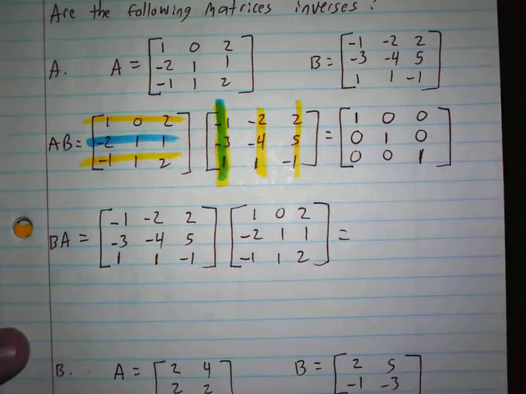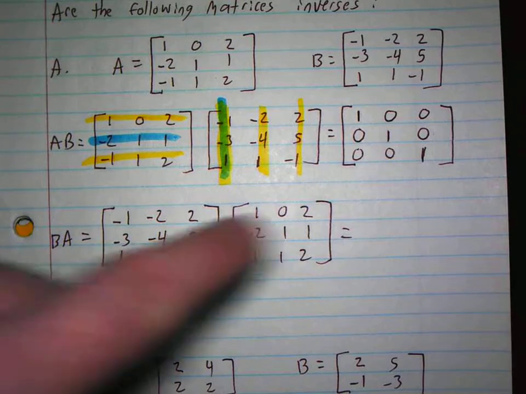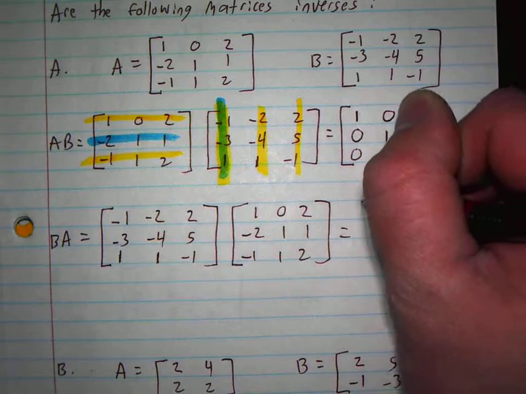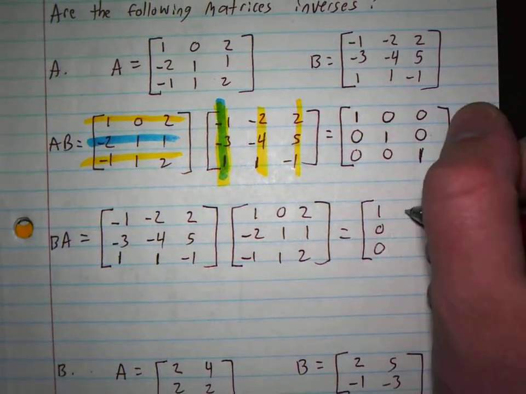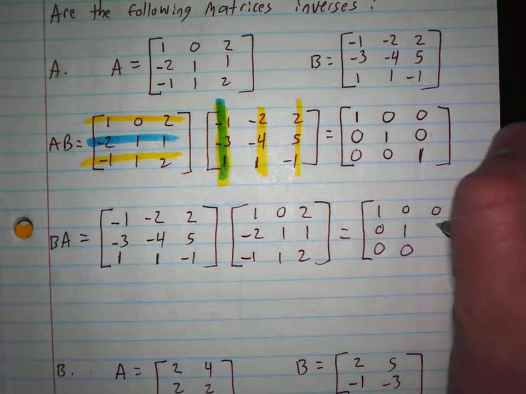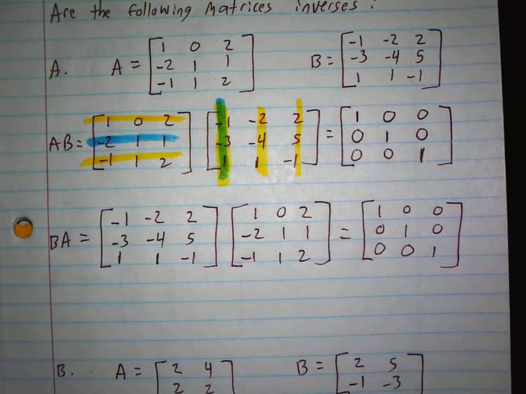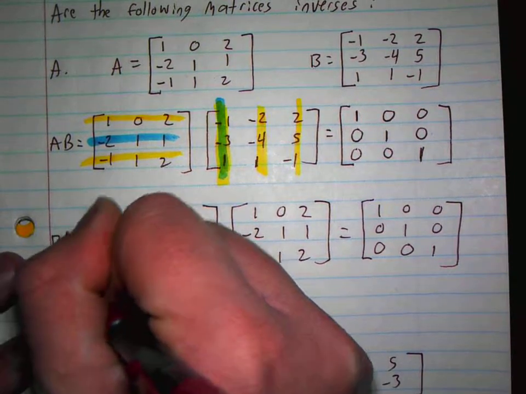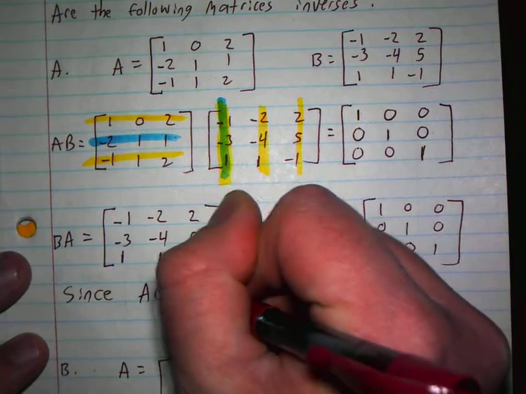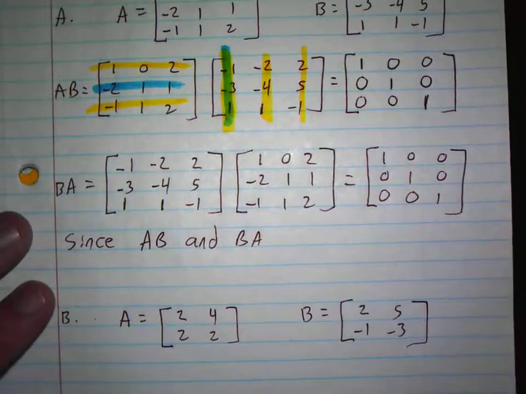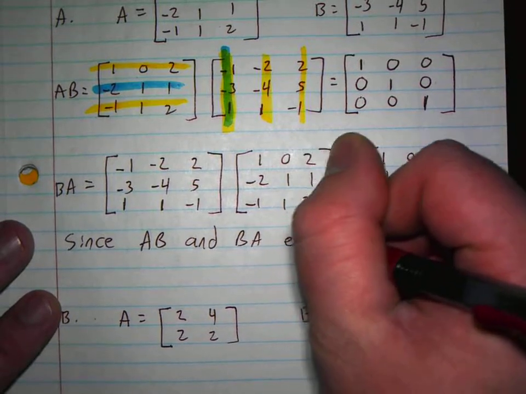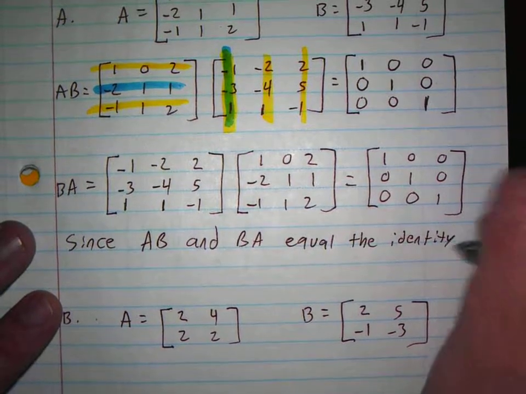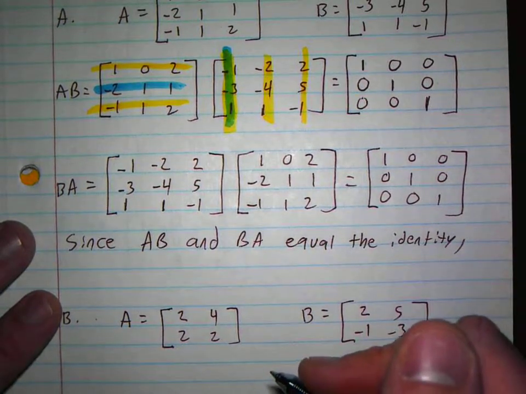Okay? And just to save time, if you take this matrix times this matrix, and feel free to do the math to check my work, you also get 1, 0, 0, 0, 1, 0, 0, 0, 1. If you don't believe me, multiply it, okay? I already did earlier, okay? And so you could say, since AB and BA equal the identity, this means A and B are inverses.